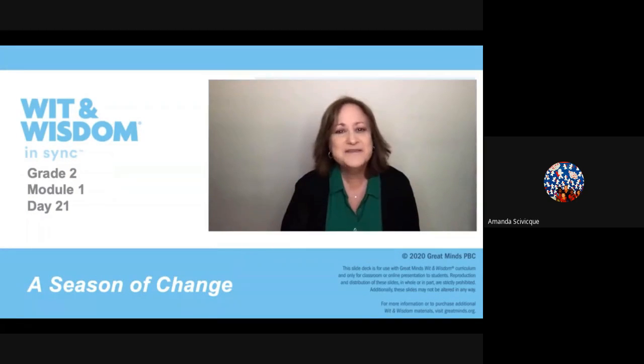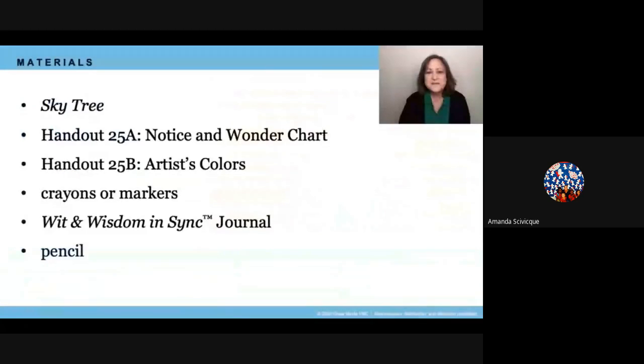Let's see what we need for today. Today we'll need Sky Tree, handout 25A, the Notice and Wonder chart, handout 25B, Artist's Colors, crayons or markers, your journal, and a pencil. So pause here to gather what you need and just hit play when you're ready to continue.